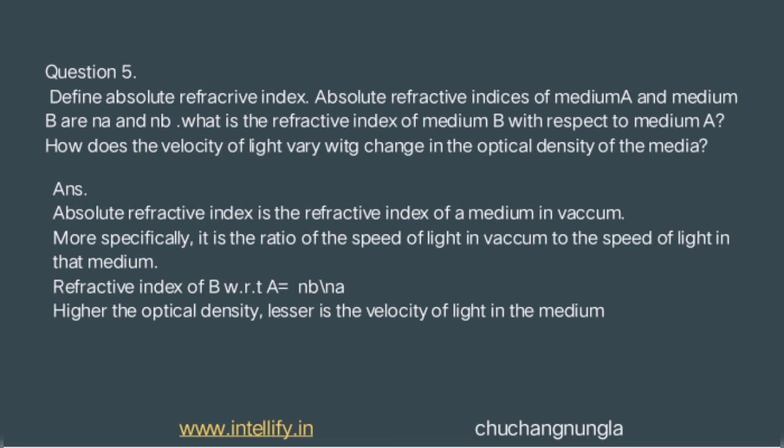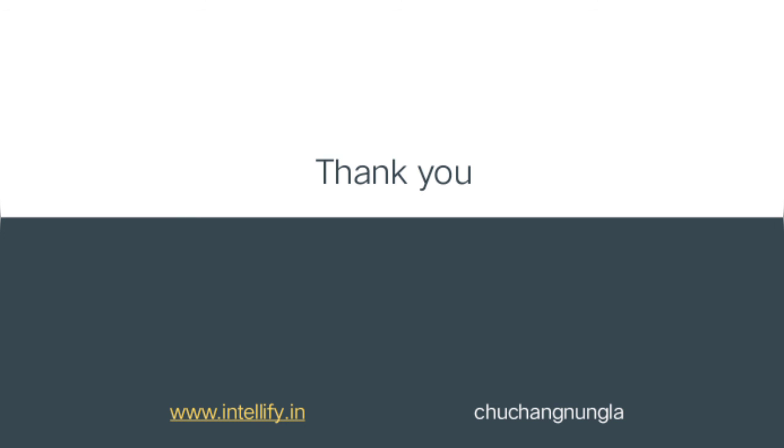So, absolute refractive index is the refractive index of a medium in vacuum. More specifically, it is the ratio of the speed of light in vacuum to the speed of light in that medium. We already know that the refractive index of B with respect to A equals nB/nA. So, the higher the optical density, the lesser is the velocity of light in the medium.